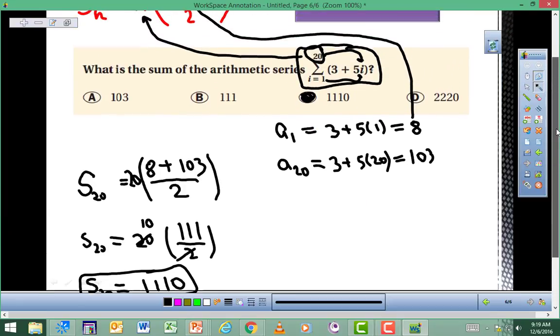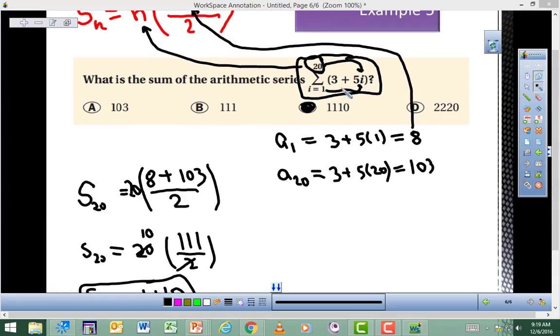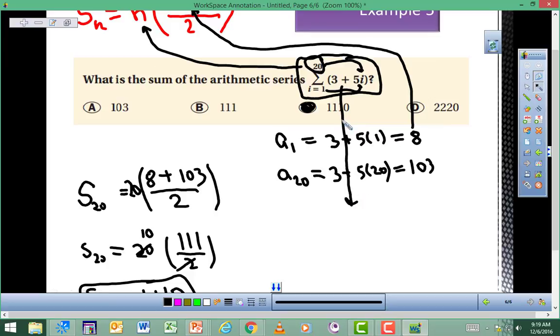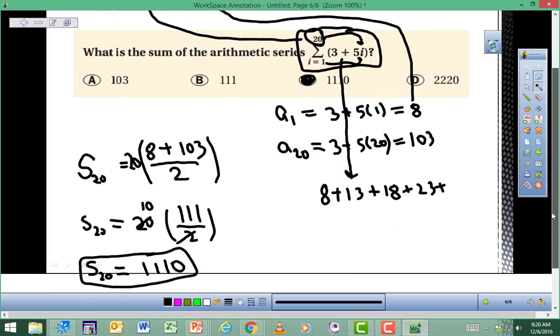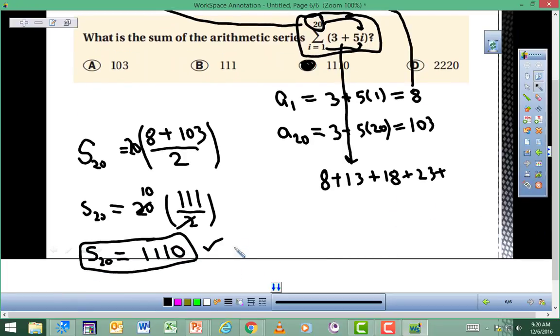Now, by the way, if you want to do this by hand, you can. The first term would have been 8. And then the next term would have been 13. And then the next term would have been what? 18. And then 23. And then you can add those first 20 terms. And believe it or not, if you do that, it's going to add up to that.